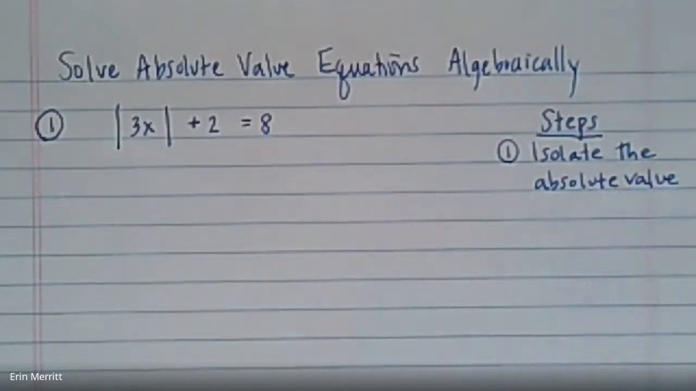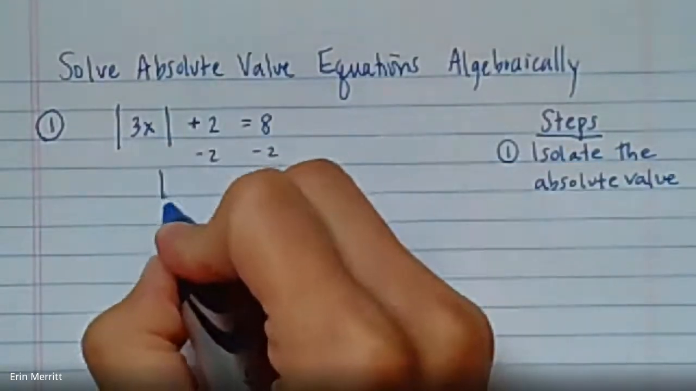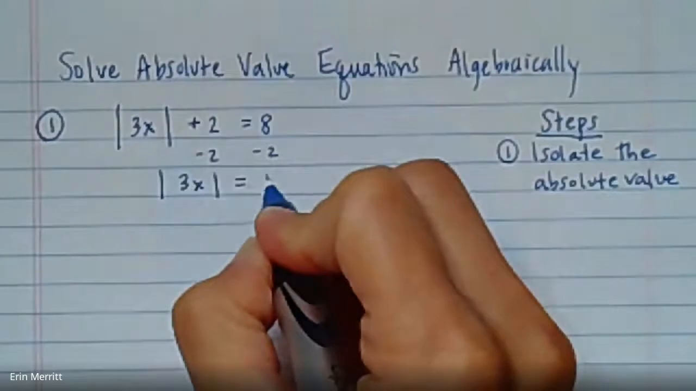And we're going to see some examples when we go to do the homework or the practice where you can't totally isolate it, but enough that it'll work. But we'll talk about that later. So in this case, that simply just means, all right, let's move that 2. So we get absolute value of 3x equals 6.